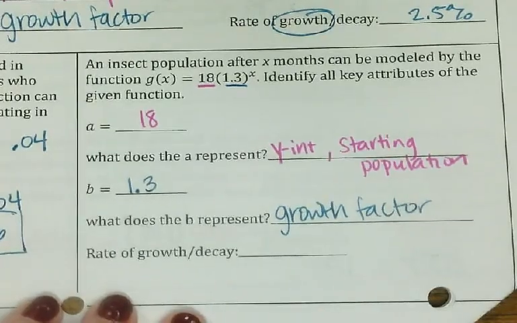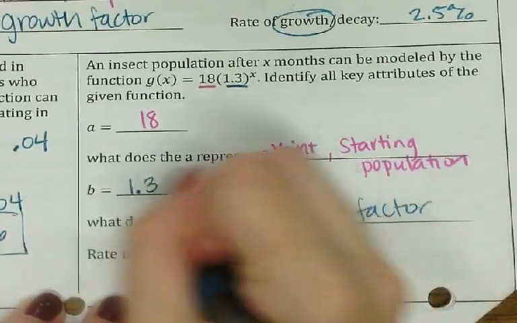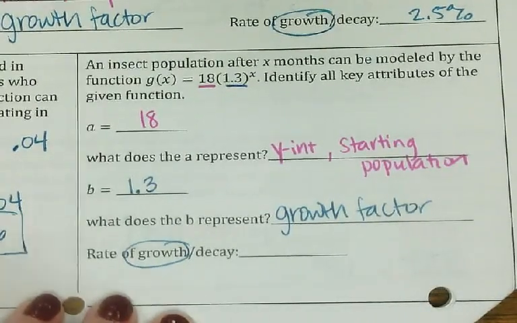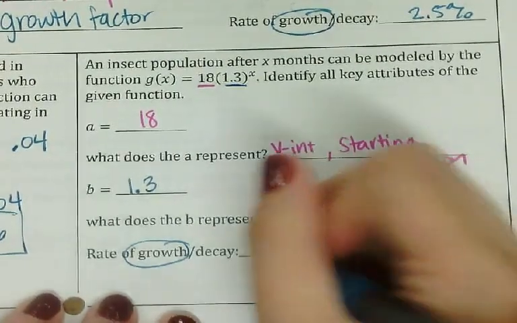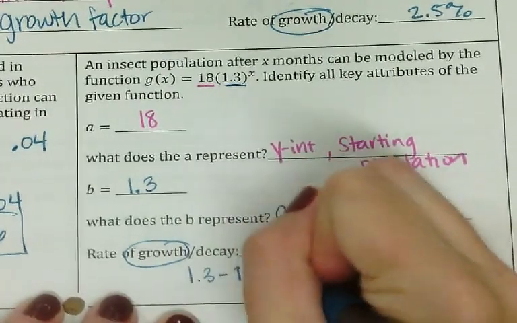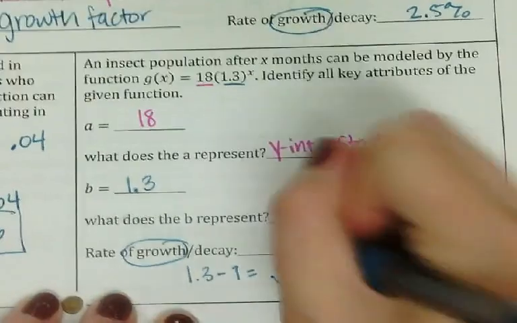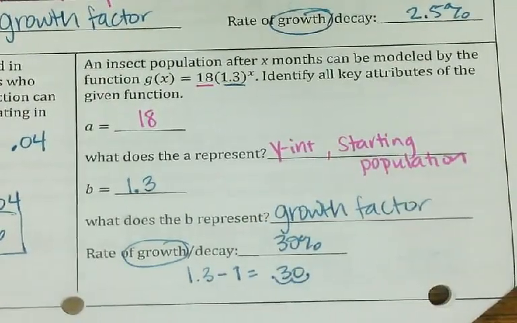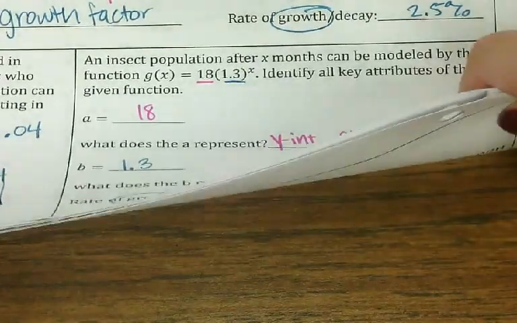But yeah. All right. So guys, what is it? So we know that it's growth. So guys, what is the rate of growth? 30%. So guys, 1.3 minus 1 gives us that 0.3, or in our case, 30%. So it is a 30% growth. Do y'all feel good about that? Yes, no, maybe so? Okay, cool.